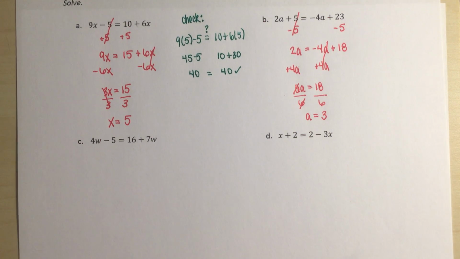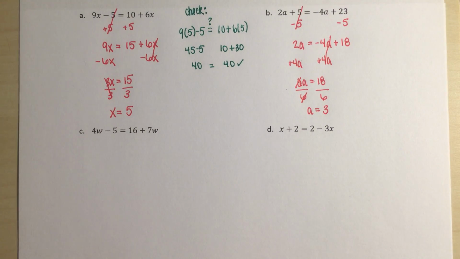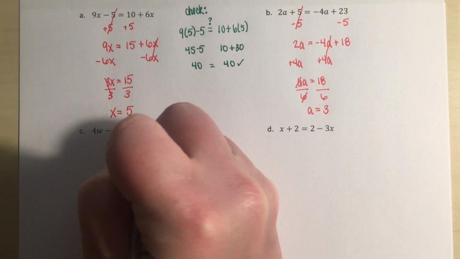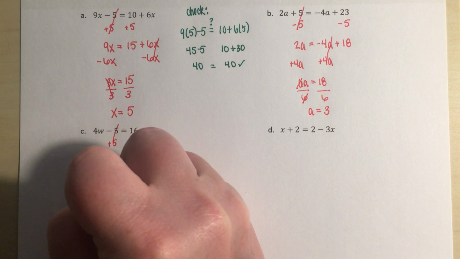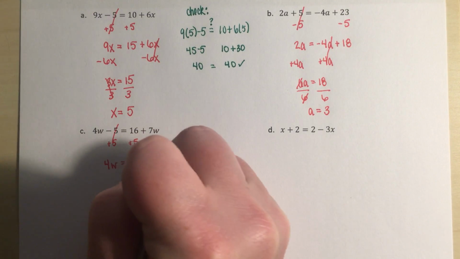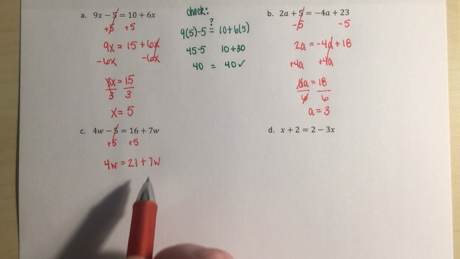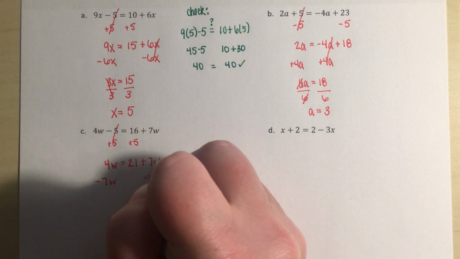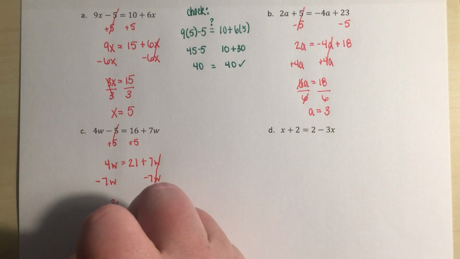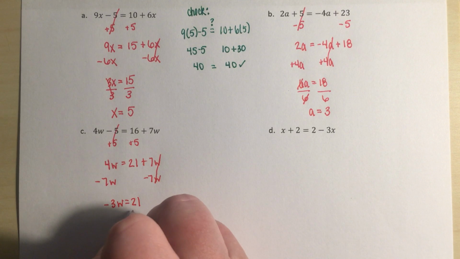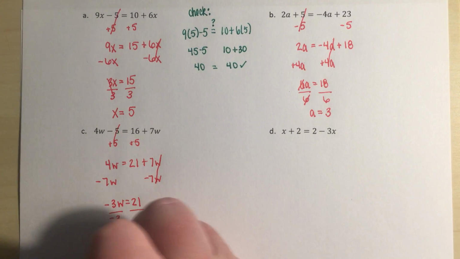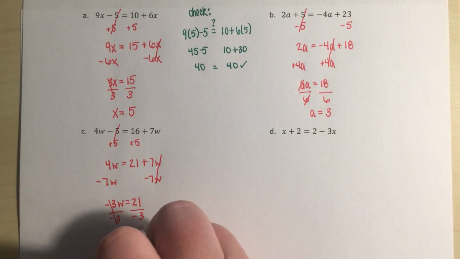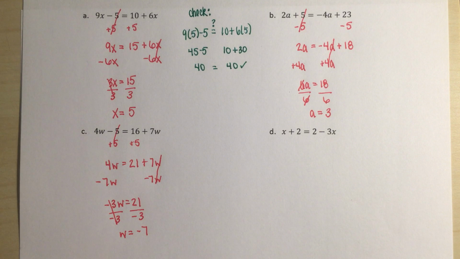Right, so for C, 4w minus 5 equals 16 plus 7w. I'm going to add 5 to both sides first. 4w equals 21 plus 7w. Now I'm going to get rid of my variable on this side, so we're going to subtract 7w from both sides. Negative 3w equals 21. Divide by negative 3. W equals negative 7.